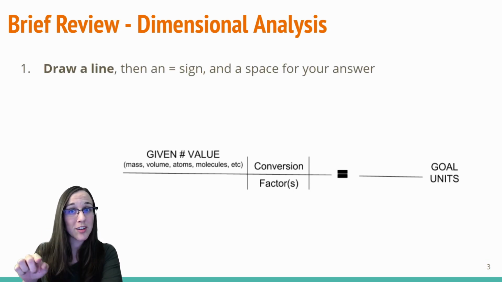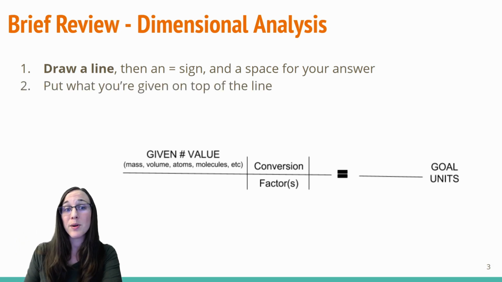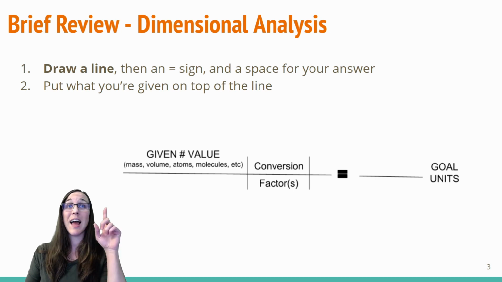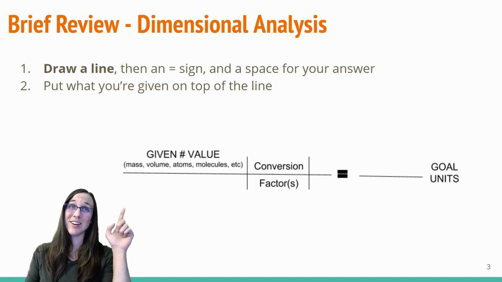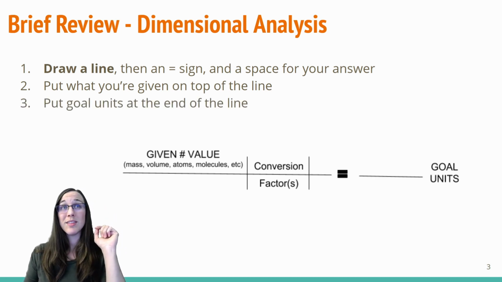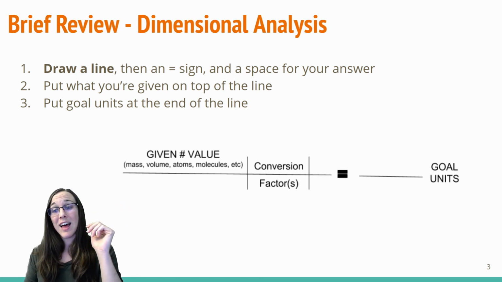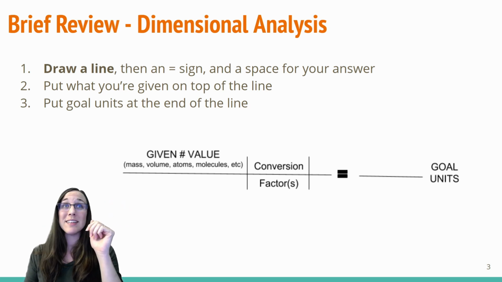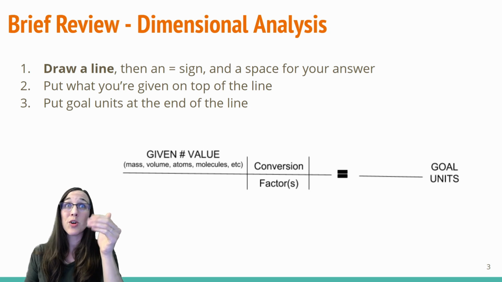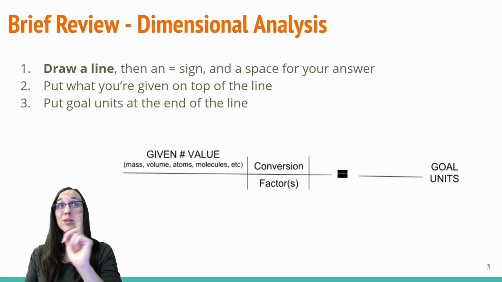Step 1, draw your line, equal sign, another space for your answer. Then you're going to put what you're given on top of the line. So they're going to give you a gift. They're going to give you a value. You're going to put that as the first thing on top of the line, right there, just like I have it there. Then we're going to put the goal units at the end of the line, all the way after our answer space at the end of the line, so we know where we're going. Goal units will always go on top. Again, a good thing to remember, goal goes on top.